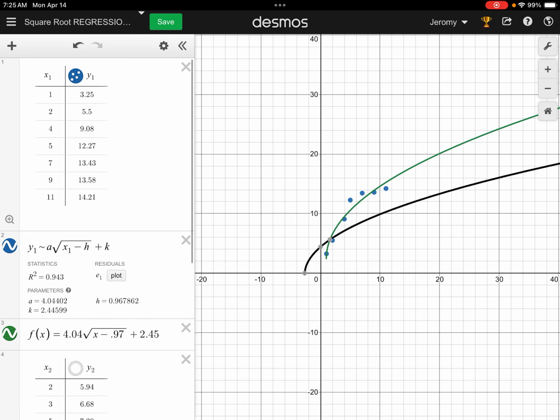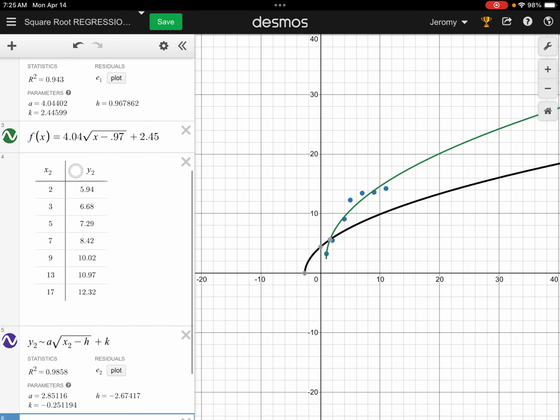So that is how you do the square root regression in Desmos. Just make sure that if you see your table here, x1 and y1 up top, you use y1 and x1 tilde for the regression equations that match up to that table. And when you get down to the x2, y2 table, you need to use y2 and x2 tilde for that second set of data.